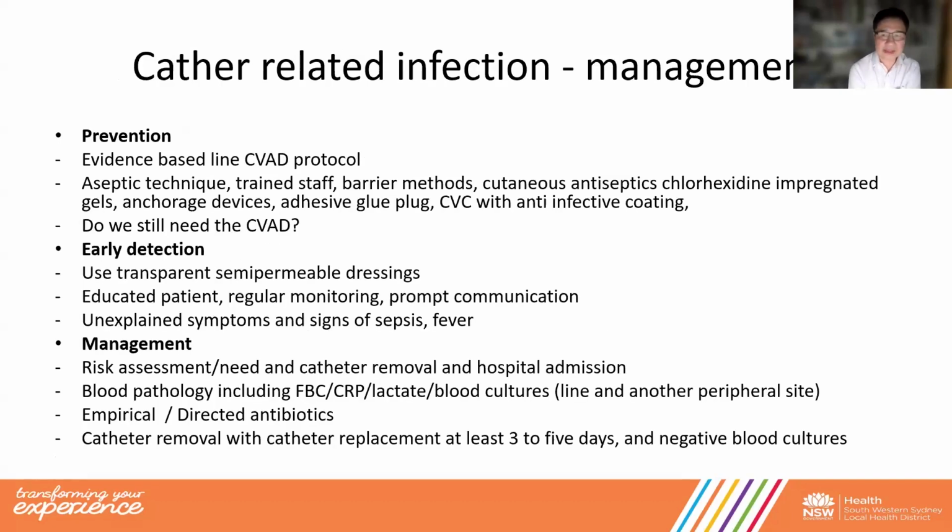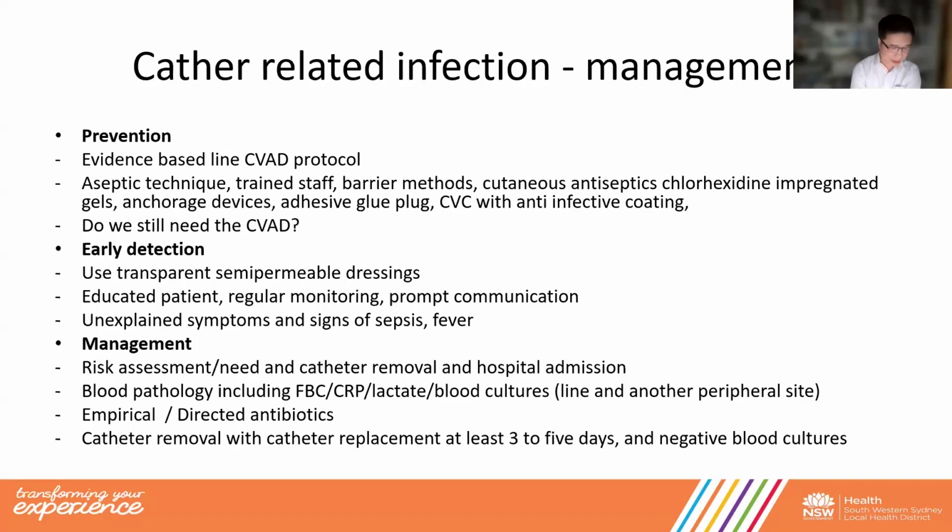Managing catheter-related infections starts with prevention. This involves strict adherence to evidence-based protocols, which every hospital should have, and also described in the Ambulatory website. This would include aseptic technique and barrier methods throughout, cutaneous antiseptics, antiseptic impregnated gels, needleless connector devices such as a scale cap, adhesive glue plug, and CVC anti-infective coating. And one should always ask, do we still need the CVAD?